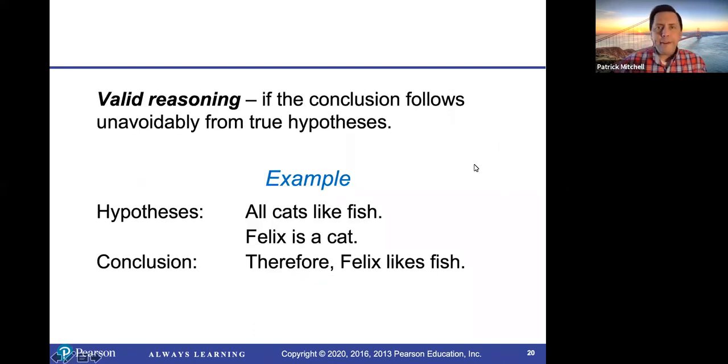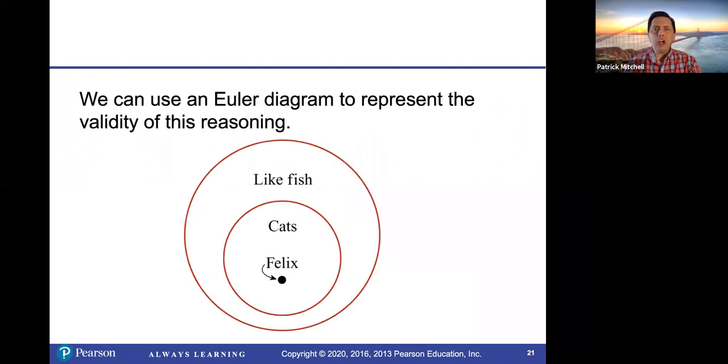All right, a little bit of valid reasoning. Reasoning is considered valid if the conclusion follows unavoidably from true hypotheses. So for example, if your hypotheses were all cats like fish and Felix is a cat, well then that must mean that Felix likes fish, right? Doesn't that make sense? So one tool that we use to determine whether arguments like this are valid or not is to use something called an Euler diagram.